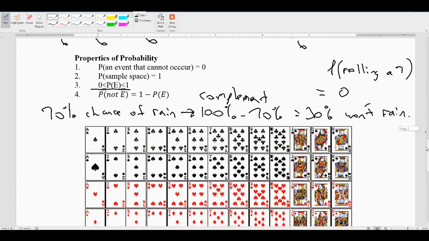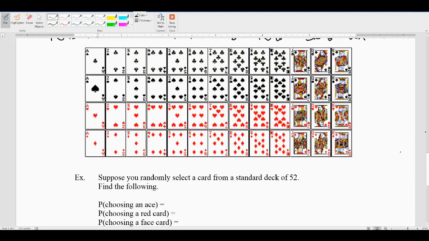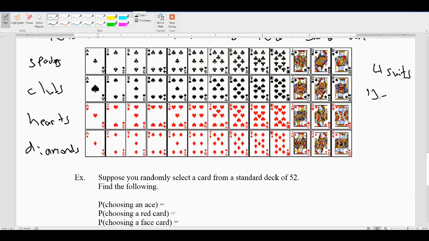Now, with probability, you can see cards used quite a bit, and some people may or may not know the cards, so I've got them all listed right here. There are 4 suits. As you can tell, well, you may not know, these are called spades, and these are black. These are called clubs, they're also black. These are called hearts, and they're red. These are called diamonds, and they're red also. Each suit has 13 cards per suit, for a total of 52 cards.